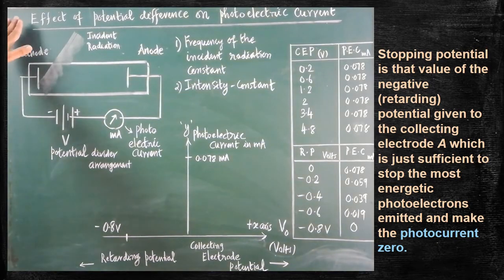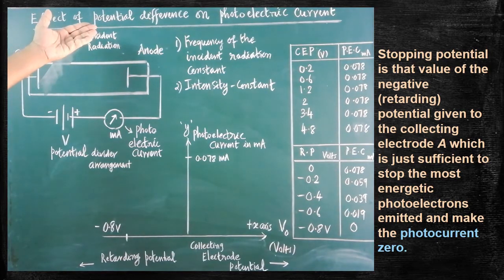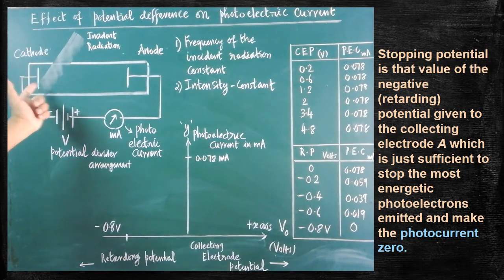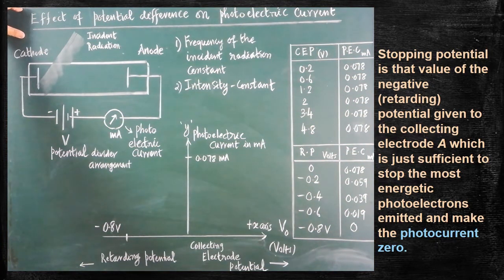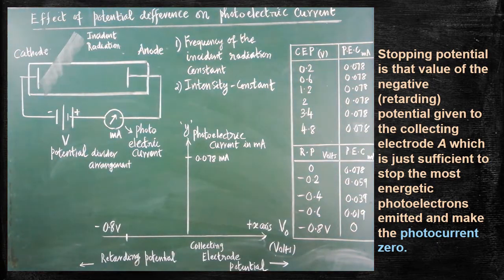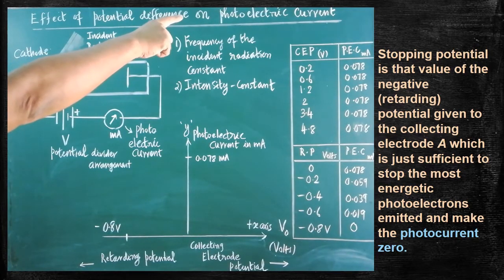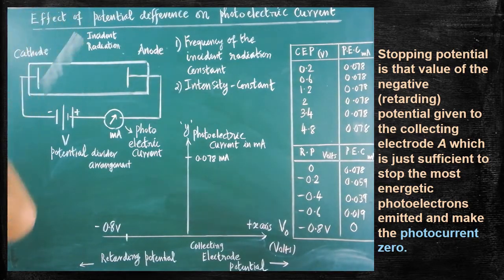Now we are going to talk about how the photoelectric current varies with respect to the potential difference which is applied across the cathode and anode. Look at the title. What is given here? Effect of potential difference on photoelectric current. It means that the photoelectric current changes with respect to the potential difference.